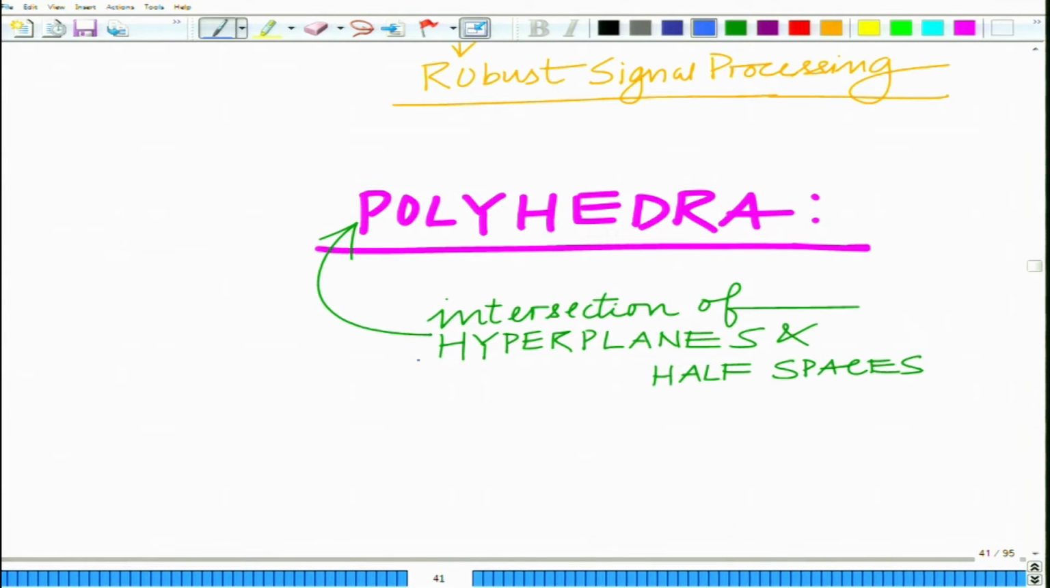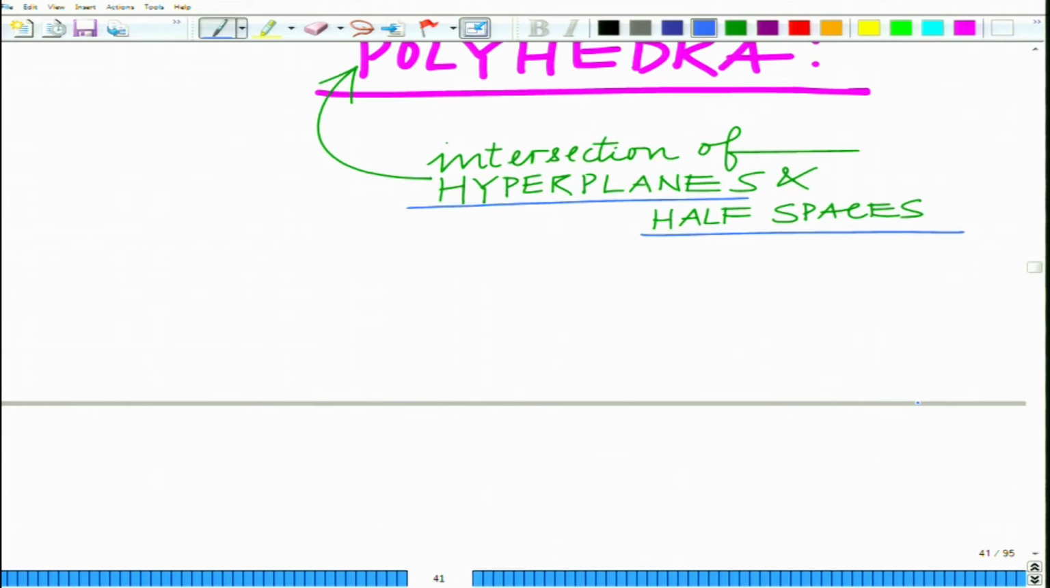These are formed from the intersection of hyperplanes and half spaces. In fact, it is a subtle point, but these are formed by a finite intersection of hyperplanes and half spaces.